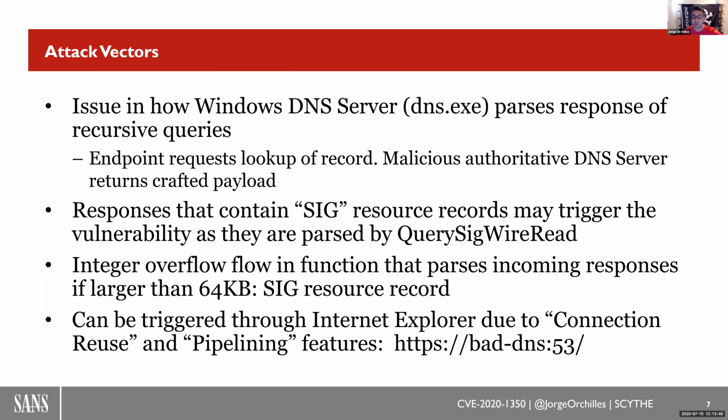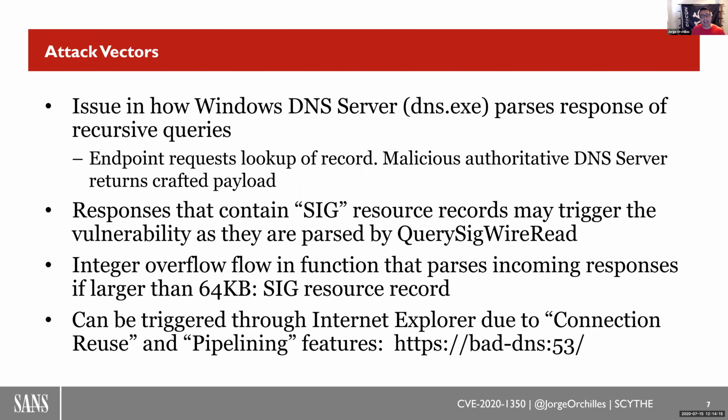It might actually go out to the internet, might go to Google's 8.8.8.8 or to Cloudflare, or to any of these other DNS servers, but eventually it will get to the authoritative DNS server of the domain you asked, which is called the name server. That host, which is controlled by an attacker, can send a specially crafted response that will follow that same trail down. When it gets to the Windows DNS server, it can exploit this particular vulnerability.